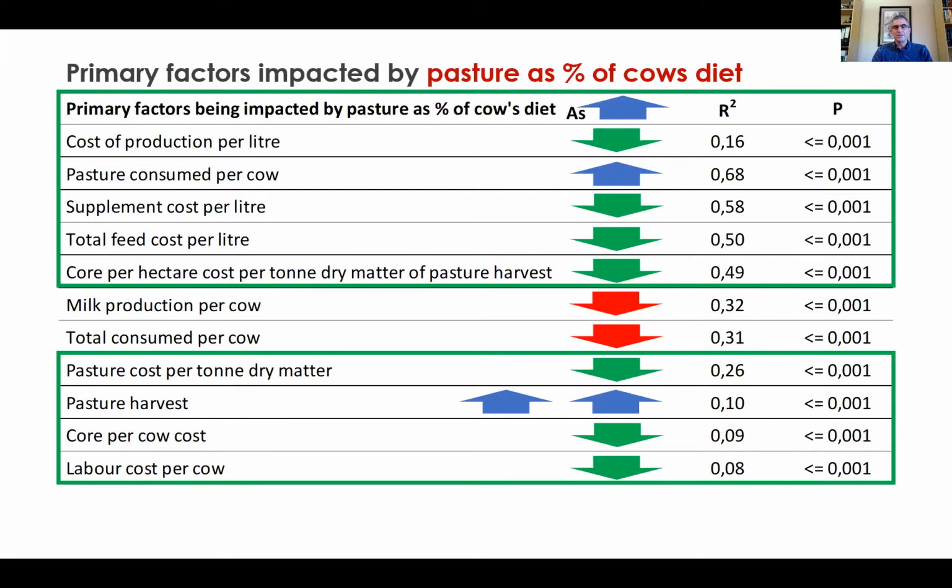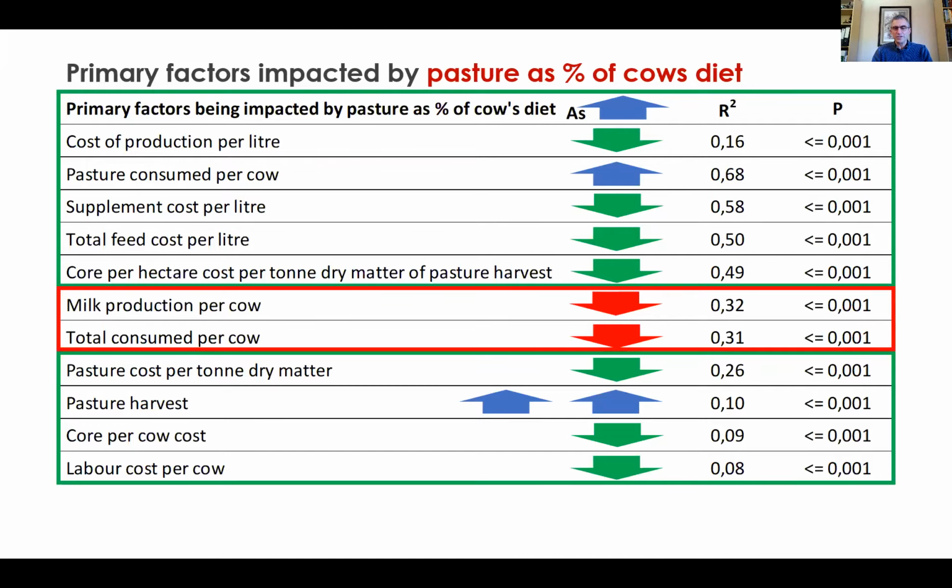In summary, the primary impacts of increasing pasture as a percent of the cow's diet on the performance of a pasture-based dairy business are a lower supplement and total feed cost per litre, lower core per hectare cost per tonne dry matter of pasture, lower pasture cost per tonne dry matter, lower core per cow cost, lower labour cost per cow, and importantly, higher pasture harvest. Changes in these ratios combine to significantly decrease the cost of production.